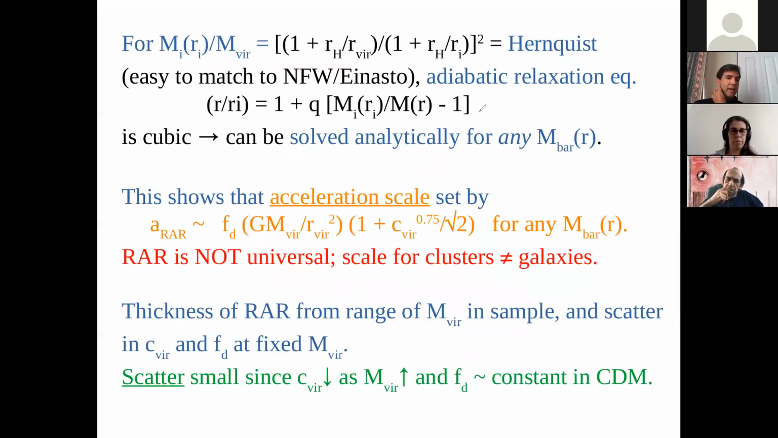Okay, but at least on galaxy scales, the thickness of this acceleration relation is coming from the range of halo masses that give rise to galaxies, the concentrations of those, and there's a scatter in concentration at fixed halo mass, so that's making scatter. And then there is whether this number, basically the baryon fraction, is constant across all objects.